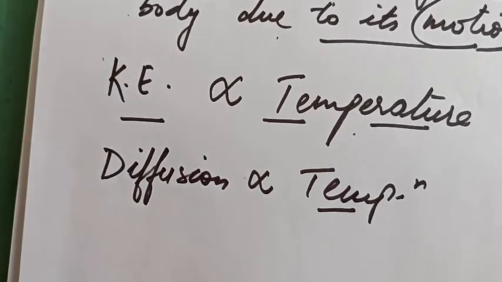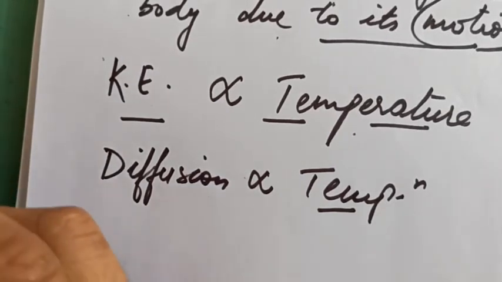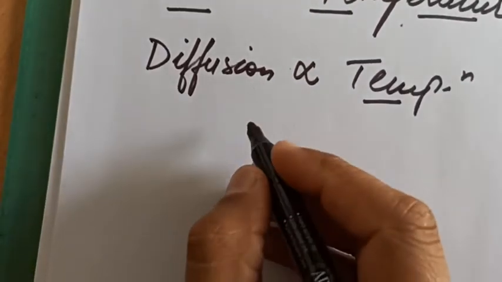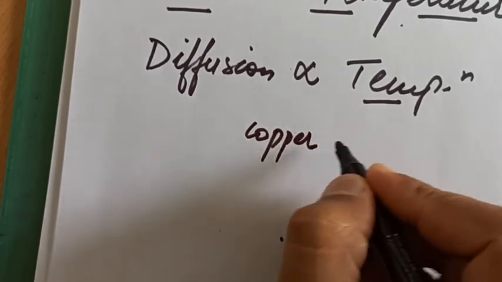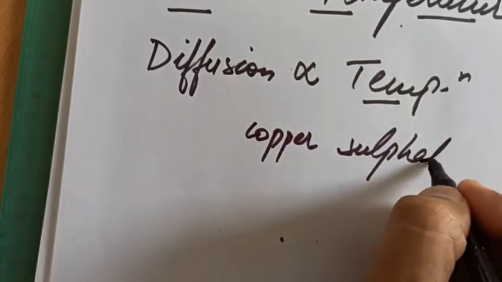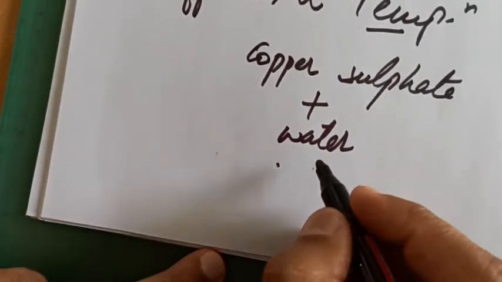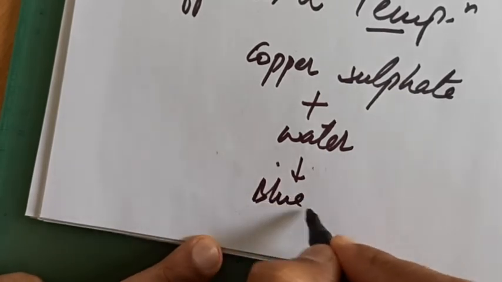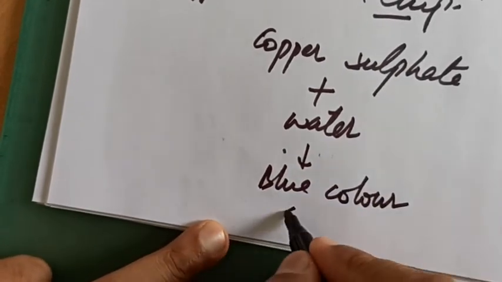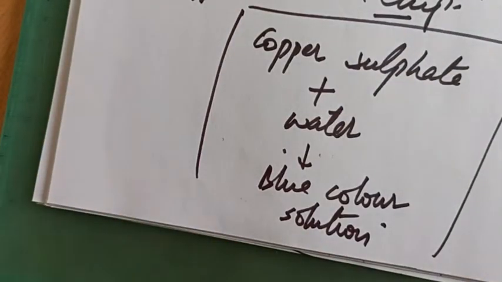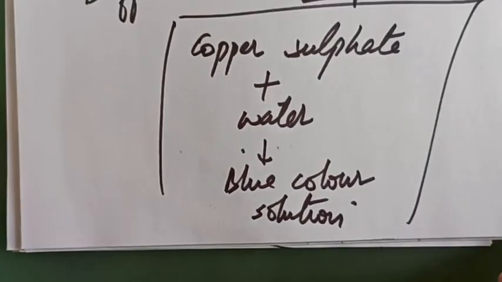How? Suppose we have ink. Don't take the example of ink because it is easily soluble in water. Suppose take an example of copper sulfate. There is a salt available in the lab, that is copper sulfate, and if we add it in water, then the water becomes blue in color. Blue color solution we will obtain if we add copper sulfate in water.